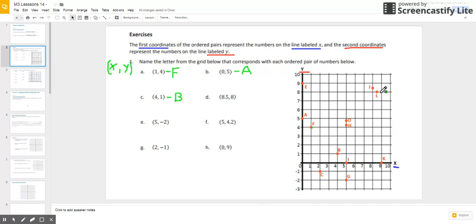All right, so what I'd like you to do is pause the video. I want you to try these 4 on your own. Try to label them, come back, and I'll give you the answers. So go and pause the video at this time and try to figure out E, F, G, and H on your own. All right, hopefully you tried these.